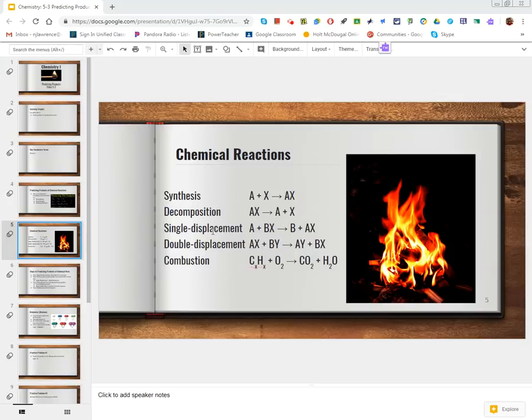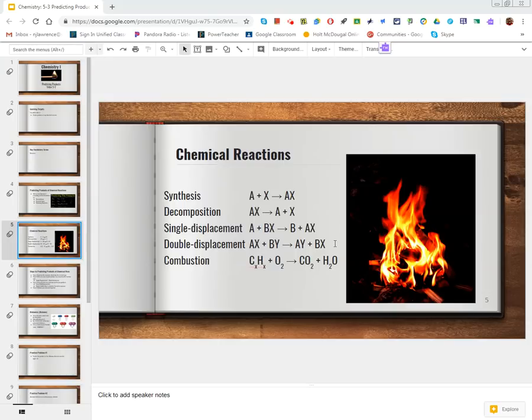We have a single displacement reaction, where 1 element replaces another element within a compound to form a new compound and a new element by itself. Remember, single displacement is like when a guy or a girl steals the boyfriend or girlfriend of another couple. Double displacement is when 2 compounds switch partners and create 2 new compounds. And again, this is like going on the double date disaster.